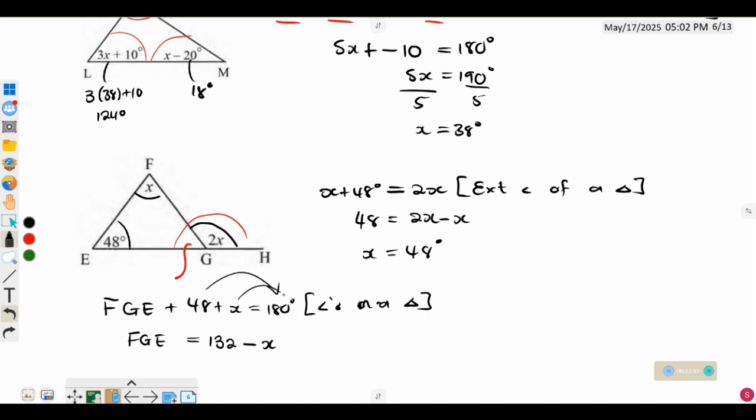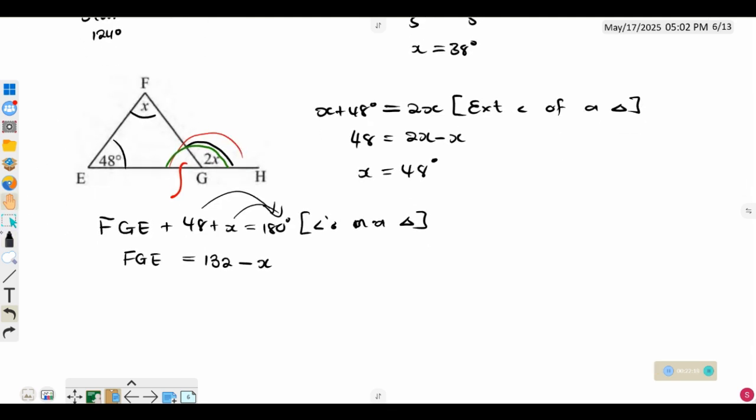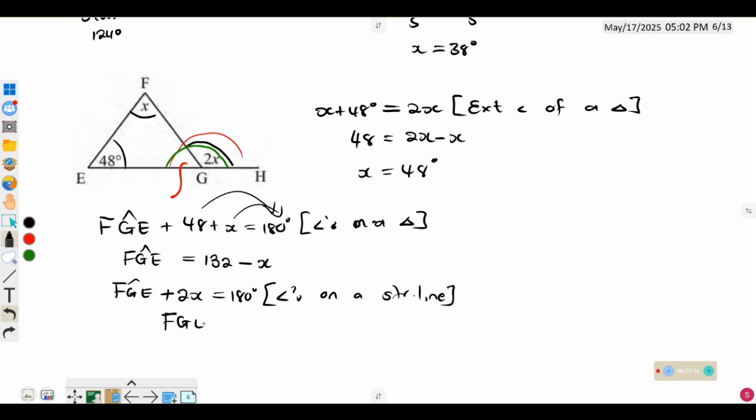So when you take that side and that to the other side, now you are focusing on this straight line, whereby it's going to be the two angles. Now angle FGE when added to 2x should give us 180 degrees, and these are angles on a straight line like that. So this will give us the following now: FGE, which is equal to 180 minus 2x.